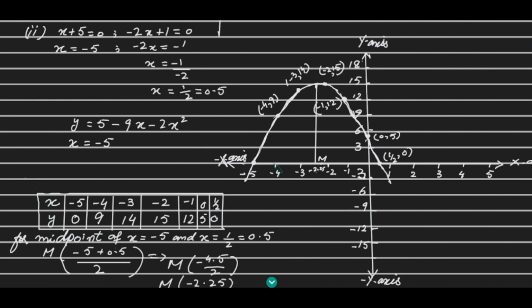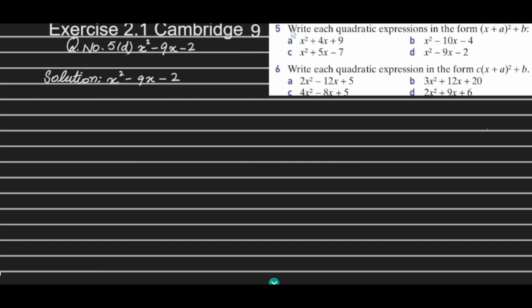This is the table and this is the graph. So the fourth part is solved, labeled with question number 5. Now the D part I am going to solve. Write each quadratic expression in the form (x plus a) squared plus b. Now here is the question: x squared minus 9x minus 2. We have to write it in the form (x plus a) squared plus b.